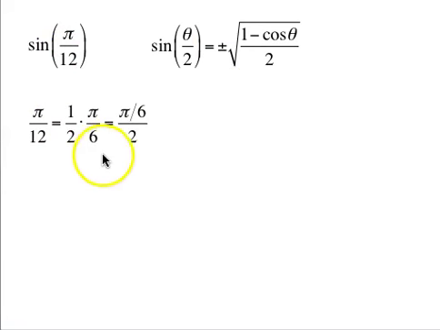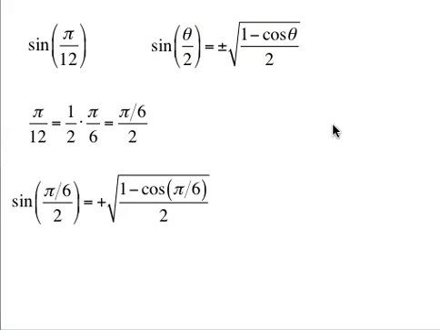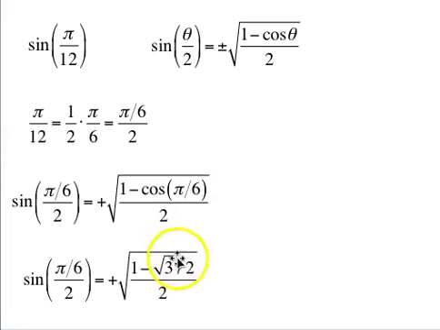Again, pi over 12 is a half of pi over 6, or pi over 6 over 2. We're going to replace that theta with pi over 6. It'll be sine pi over 6 over 2 is plus the square root of 1 minus cos pi over 6 over 2. Cos of pi over 6 is root 3 over 2. So if we rewrite this, 1 over 2 is a half, root 3 over 2 divided by 2. Root 3 over 2 times a half, that's root 3 over 4 in arithmetic.